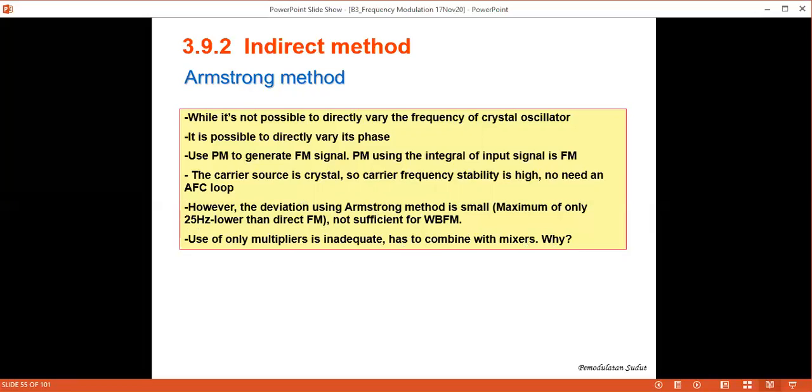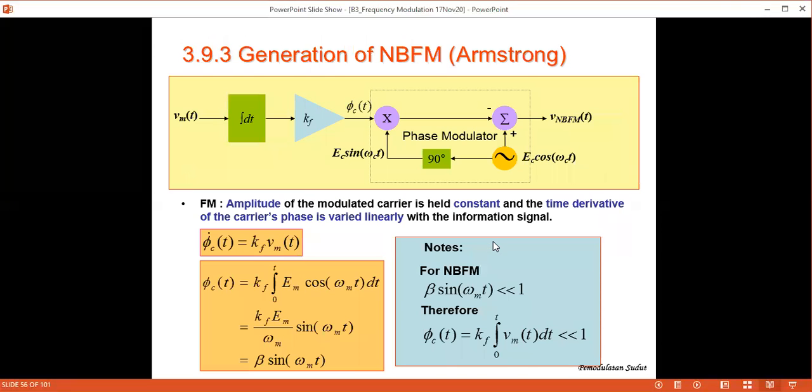This part I will not explain today due to time constraints. For wideband FM using the Armstrong method, I'll explain in our next class on Wednesday, inshallah. I'll just explain first the generation of narrowband FM using Armstrong. This is our phase modulator part, and this is our integration of VMT. Mathematically, we can refer to the equation of the narrowband FM signal.